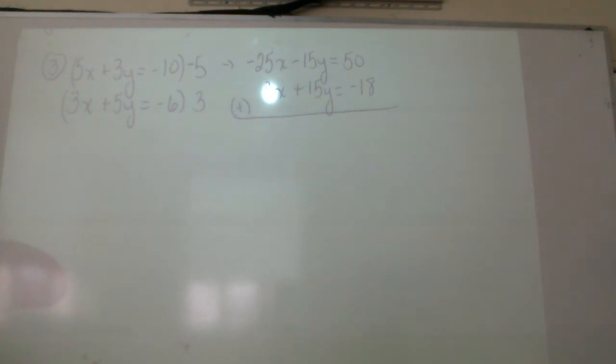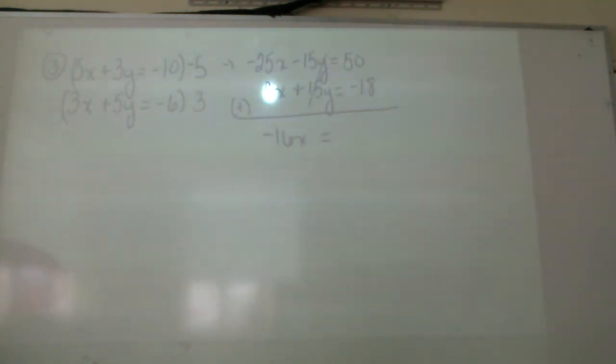Okay, let's add this up. I'm getting -16x. The y's cancel out. And then I'm getting 32. 50 plus -18 is 32. Divide both sides by -16. I'm getting x is equal to -2.